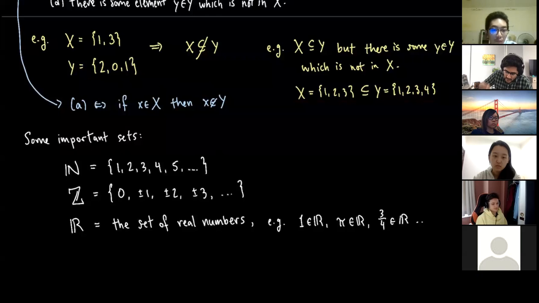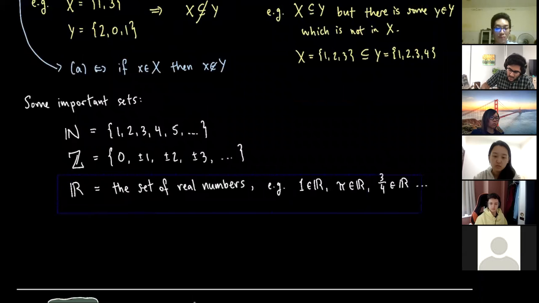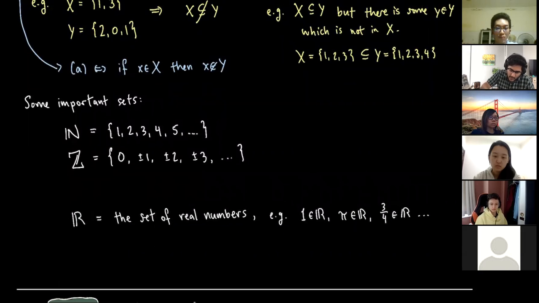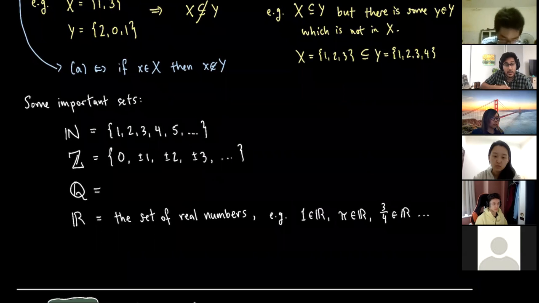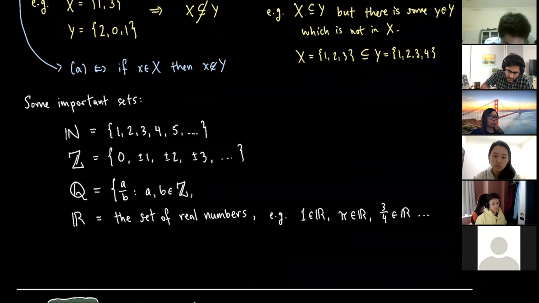Oh yes, there's another set that's really important as well. I'll make some space for it. It's Q, which stands for quotient, which stands for rational numbers. So I take a quotient of two integers: all fractions a over b where both a and b are integers, but b has to be non-zero, otherwise I cannot divide.